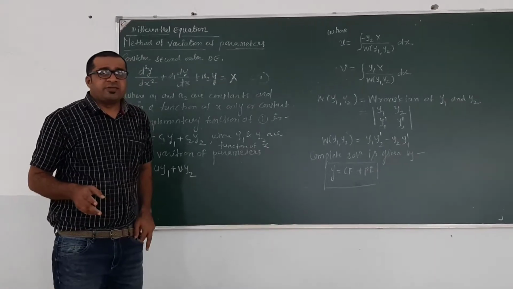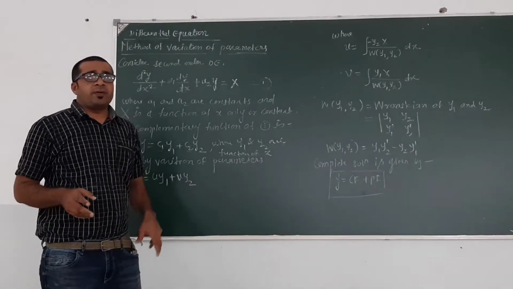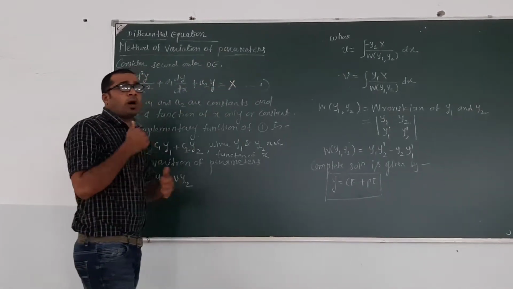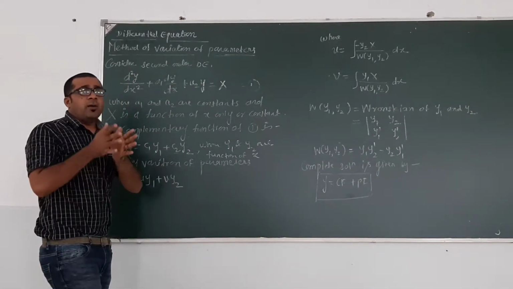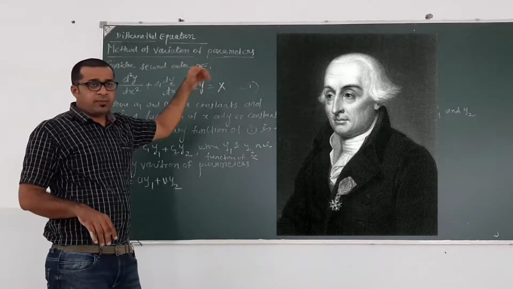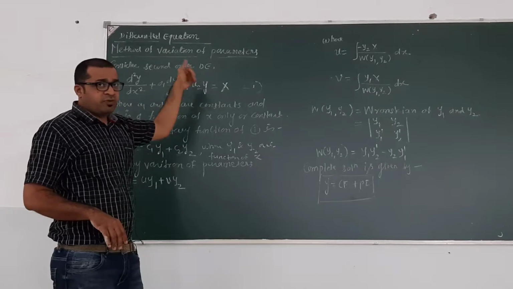Now we are seeing the topic that is differential equation. The subtopic is method of variation of parameter. So this is one more method to find out the particular integral, and this method was evolved by Lagrange. Okay. Now why it is called the variation of parameter, we'll see.